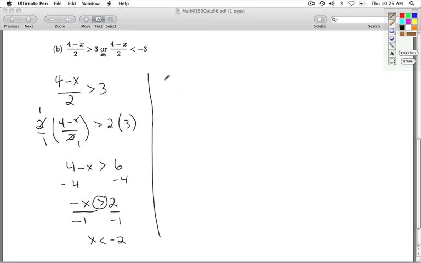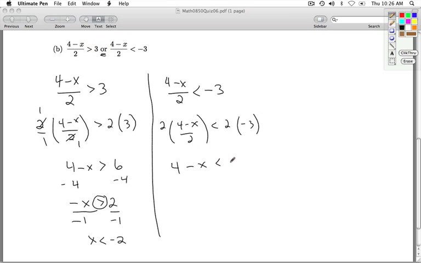To solve the other inequality, 4 minus x, divided by 2, is less than negative 3, I can do the same maneuvers. Multiply both sides by 2. So I get 4 minus x is less than negative 6. Subtract the 4. And divide by the negative 1. And in so doing, make sure I reverse the inequality.